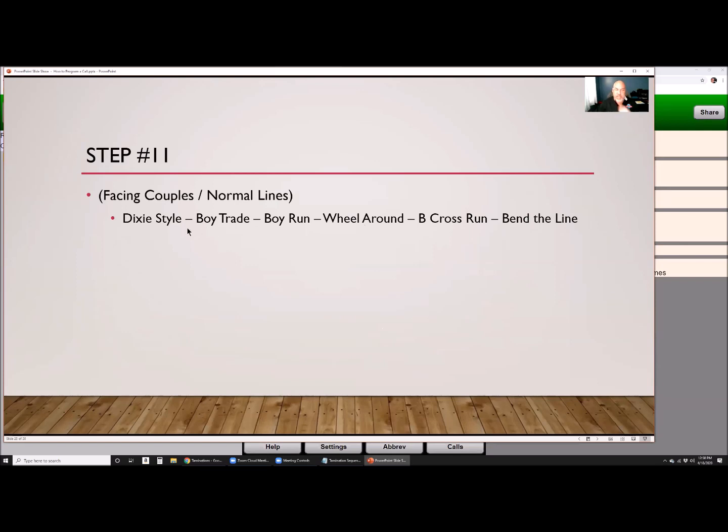So from here, the next thing I've got is, again, Dixie style. I like this one. Boys trade, boys run, wheel around, boys cross run to bend the line. Again, looking at why. I just practiced with the boys helping out the boys or the girls helping out the girls for assistance with 4 people out of whack doing it.